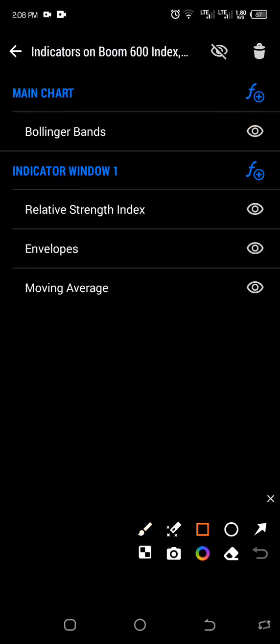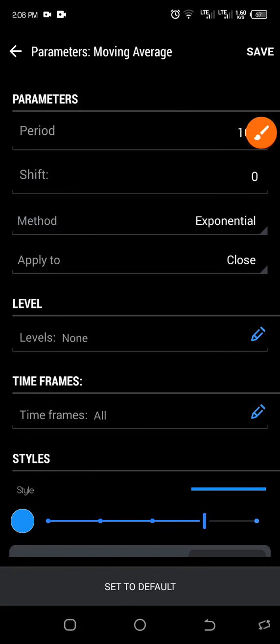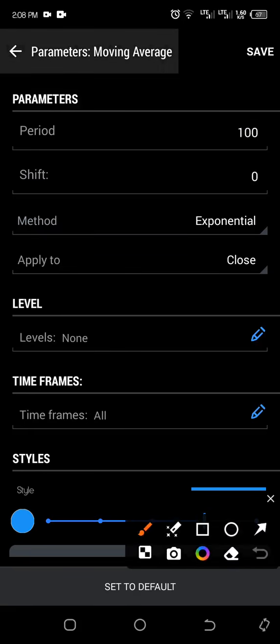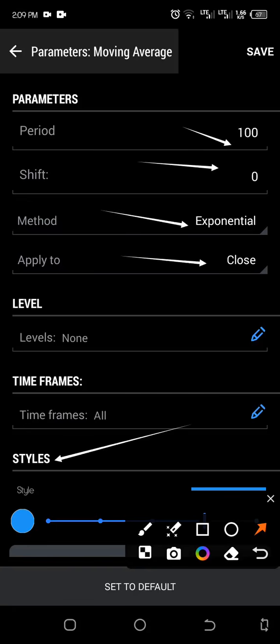Now for the last but not the least indicator, which is going to be the Bollinger moving average. Now for the moving average, this is the parameters. Now the period should be 10 to be 100, sorry, shift to be 0, method is exponential, apply to close, and for the style, use the level choice and click on save.